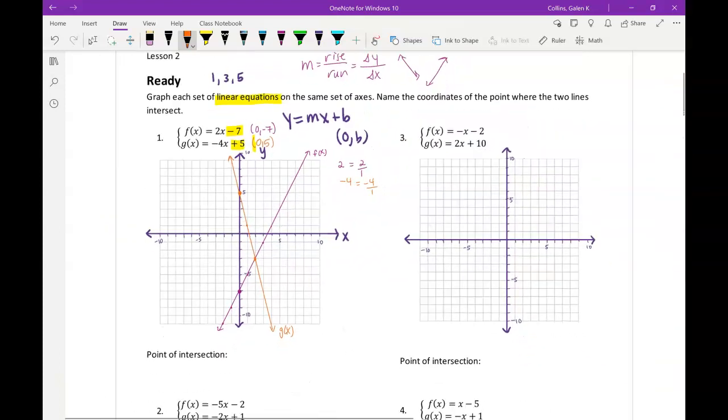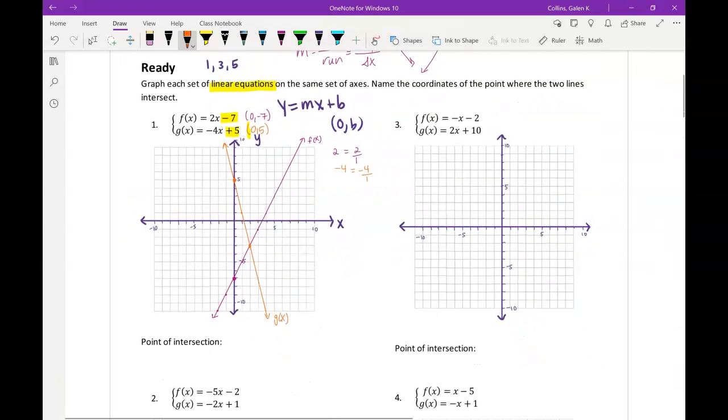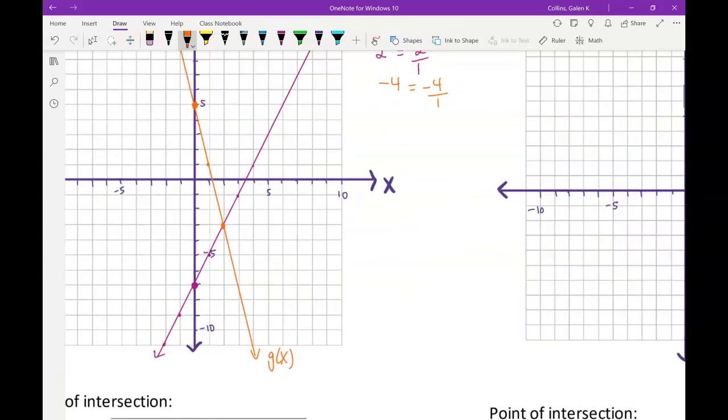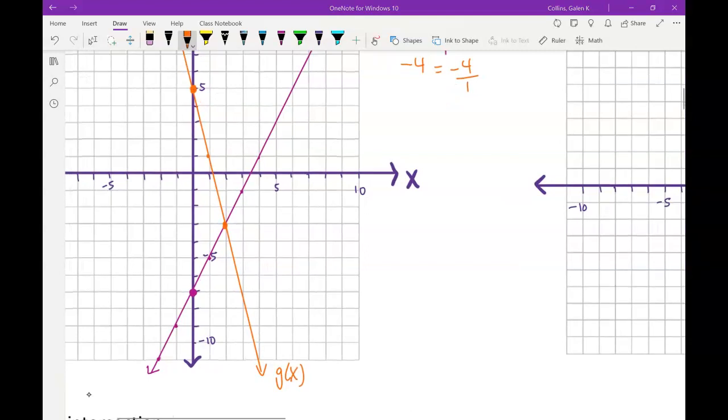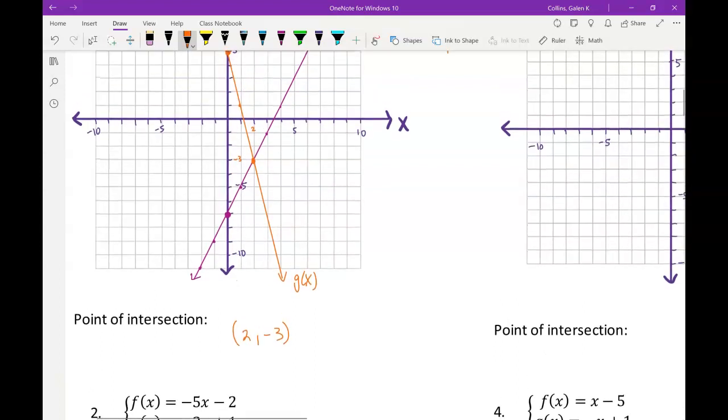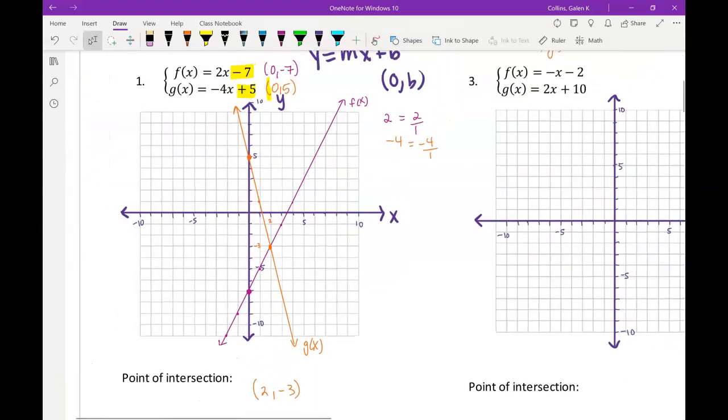All right, so the directions also asked us to name the coordinates. So when we name coordinates of a point, we always do x then y. So the coordinates of the point where the two lines intersect, well, these two lines intersect at the x-coordinate of 2 and the y-coordinate of -3. So that ordered pair would be 2, -3. That is our point of intersection.